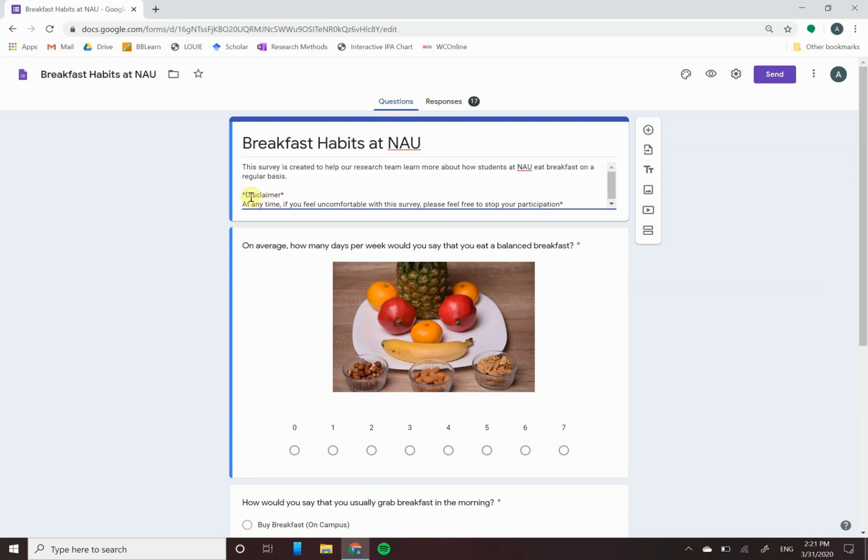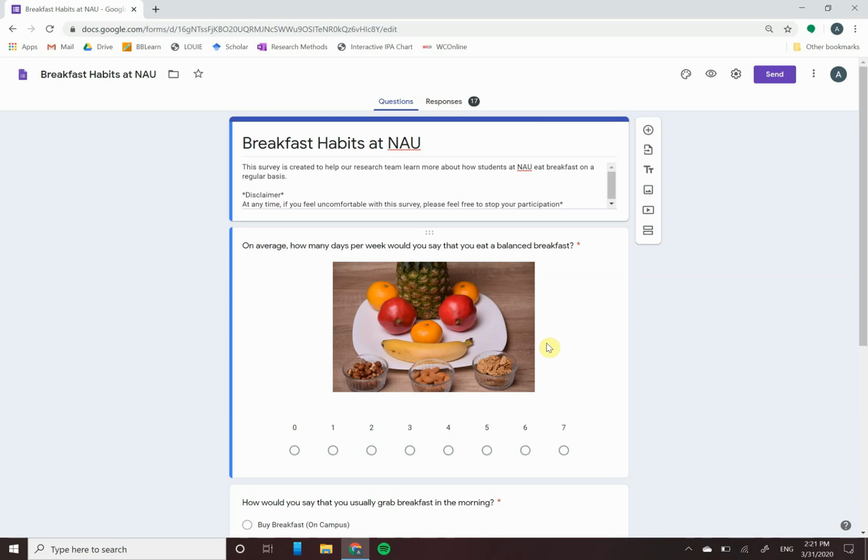Also, I recommend a disclaimer here just to maintain an ethical approach to your qualitative research, saying something like, at any time, if you feel uncomfortable with this survey, please feel free to stop your participation. This just lets people know that you are being considerate of their emotions and feelings as they engage with the types of research questions. I know that some of us are dealing with controversial topics like addiction, and some people might not always be comfortable answering the questions that you ask of them. So keep that in mind and maybe throw a disclaimer in there like this.